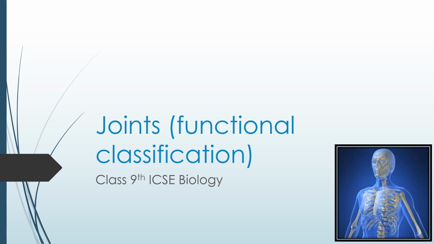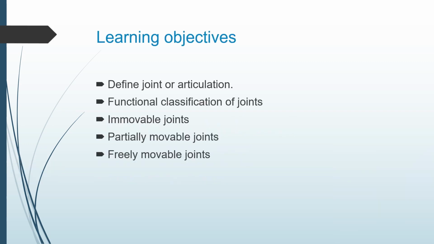So let us move on to today's topic, joints. Mainly we will be discussing the functional classification of joints today. Now first we should know the learning objectives for today's lesson. First we should know what a joint is. What is a joint? We will be discussing that in the next slide. Then, what is the functional classification of joints? In that we will be discussing three types of joints: immovable joints, partially movable joints and freely movable joints. Now let us see what a joint is.